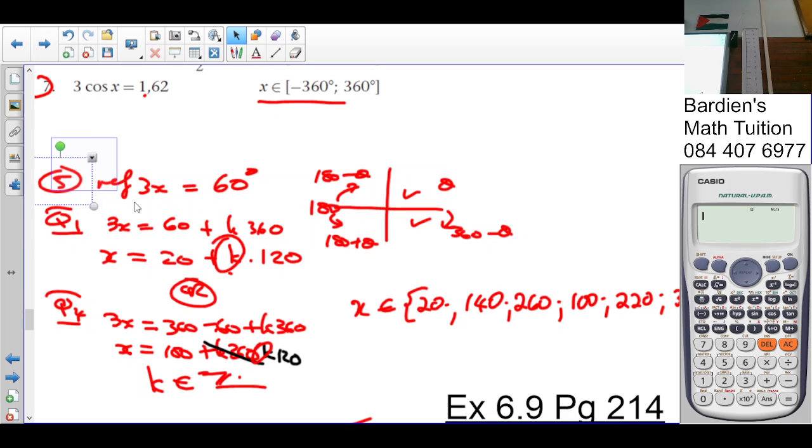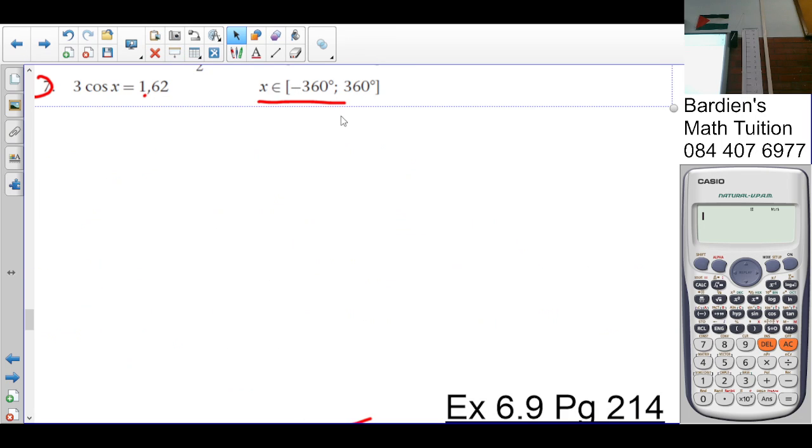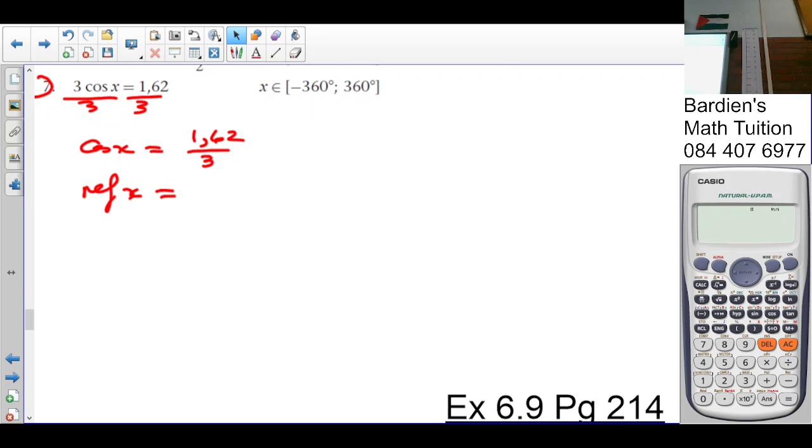Number 7, another restricted domain in question here. So again, we must find our general solution first. So what do we need to do first here? Divide by 3. So cos x is equal to 1,62 over 3. So what do we do now? Reference x, so you've got r cos of 1,62 over 3 gives us an angle of 57,3 degrees.